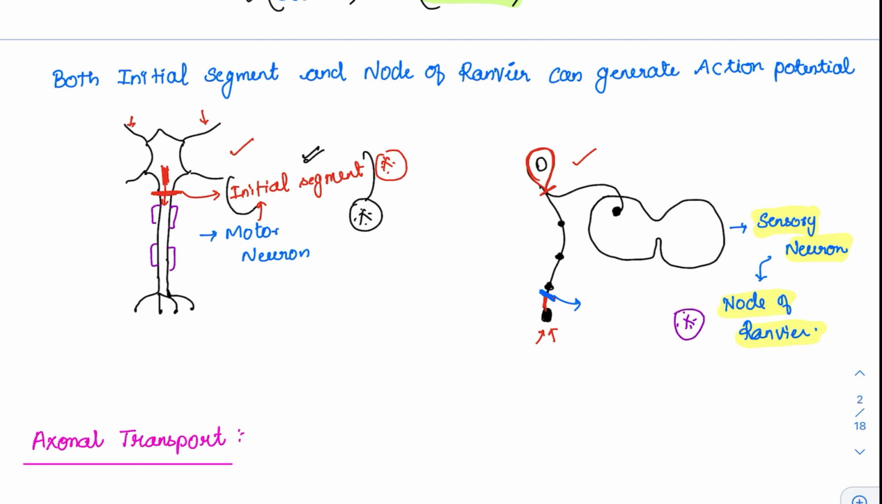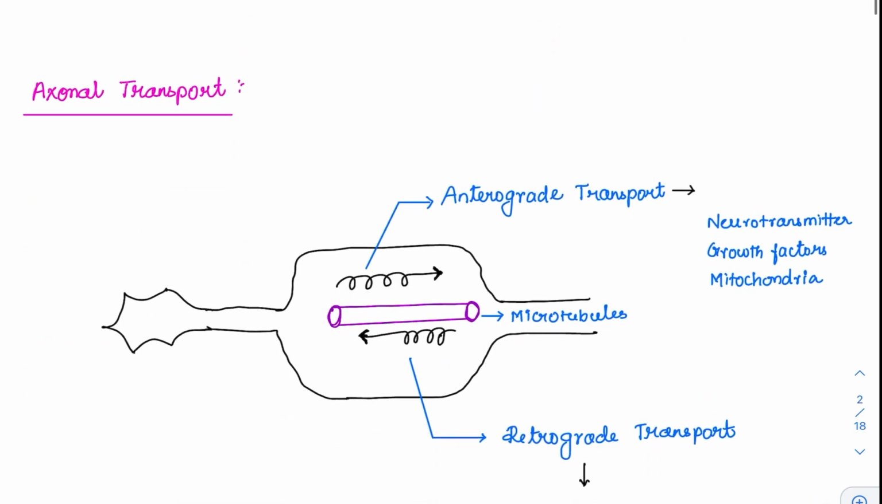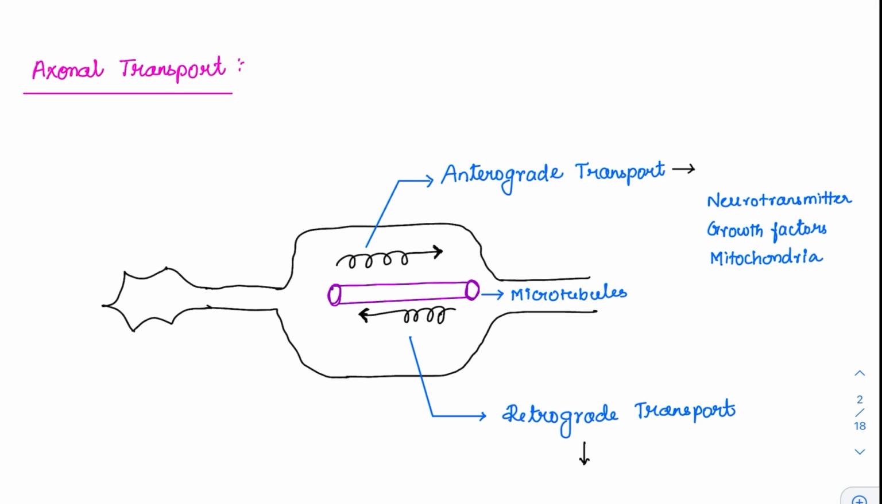Just remember this. Then coming to axonal transport. Nowadays, axonal transport is in trend, so we'll try to address it nicely. So the first thing is, whenever any neurotransmitter or anything is produced, it will be transported from the soma to the axonal terminal. But at the same time, some of the substances from the periphery are also sent back inside the neuron.